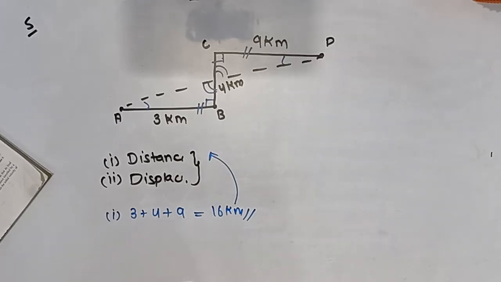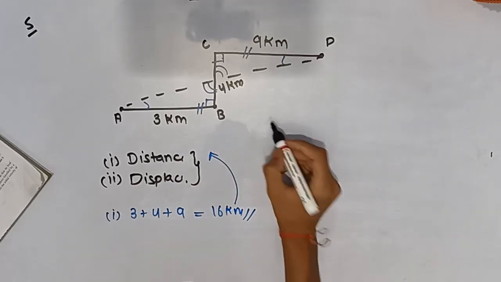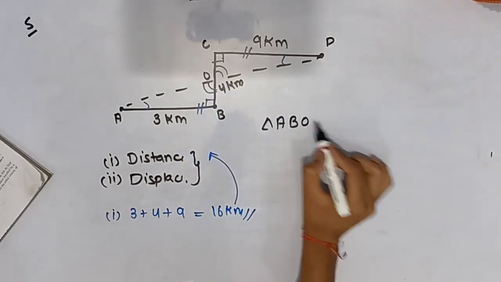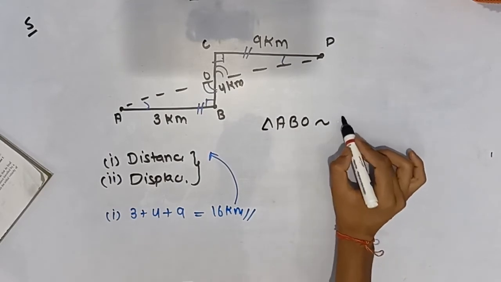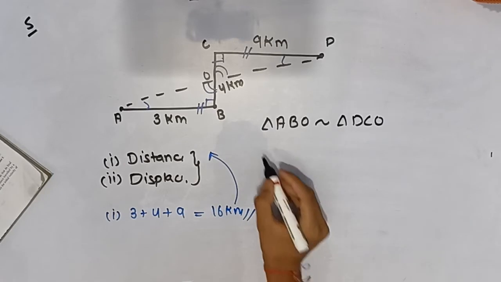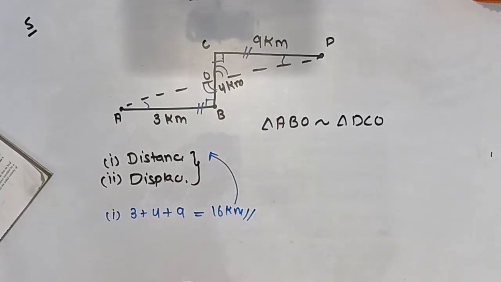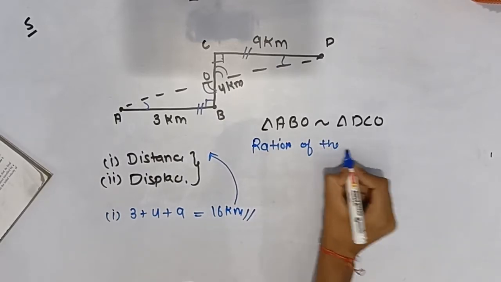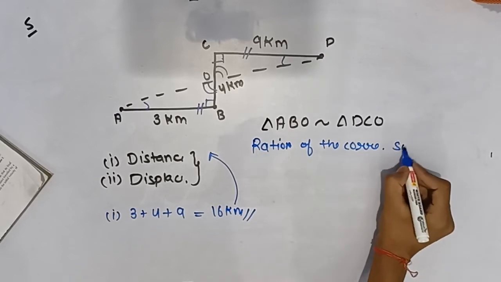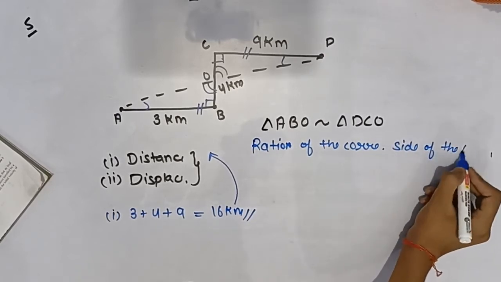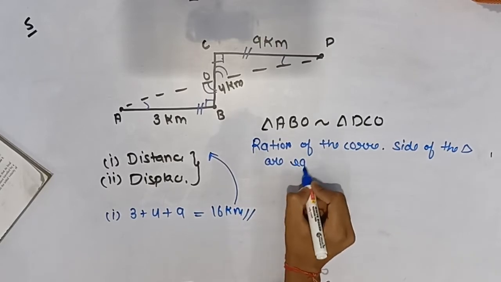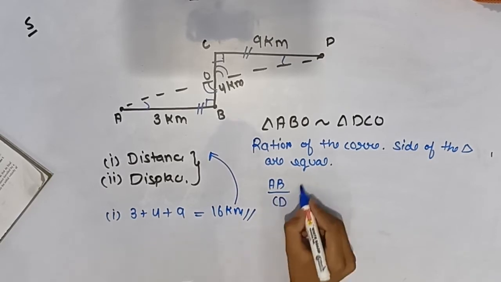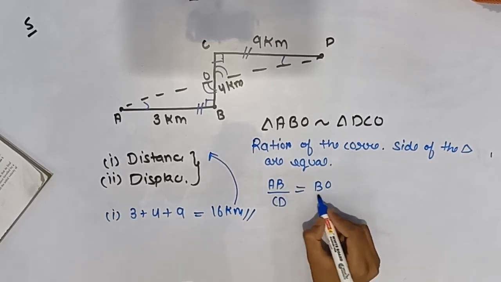So we can say that these both triangles, AB, we will let this point O. Triangle ABO is similar to triangle DCO. So the ratio of the corresponding sides of the triangle are equal. So we can say that AB upon CD equals BO upon CO.